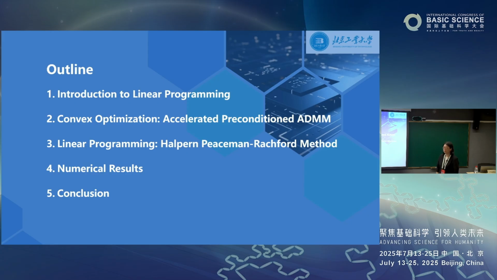Here is my outline. First, I will introduce linear programming and its dual form. Next, I will start with the accelerated preconditioned ADMM method for convex optimization problems. Here, ADMM is the alternating direction method of multipliers. Then I will apply this idea to solve very large linear programming. We develop a very efficient method, the Halpern-Peaceman-Rachford method. Then I will report the numerical results, compared with existing state-of-the-art solvers. And last, I will give a summary.